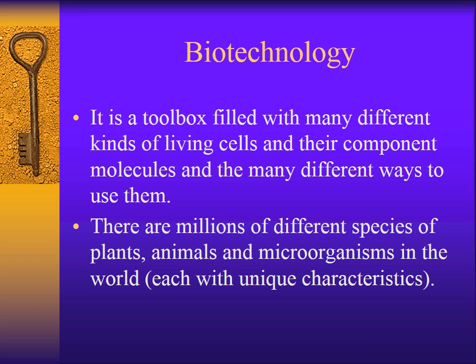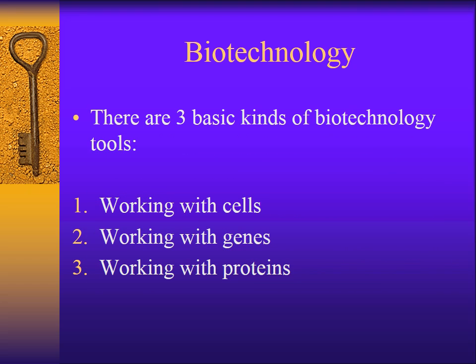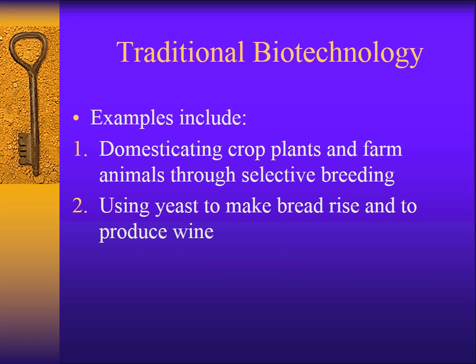There are millions of different species of plants, animals, and microorganisms in the world, and each of those things has unique characteristics that can be used by humans in many different ways. There are three basic kinds of biotechnology: working with cells, working with genes, and working with proteins.